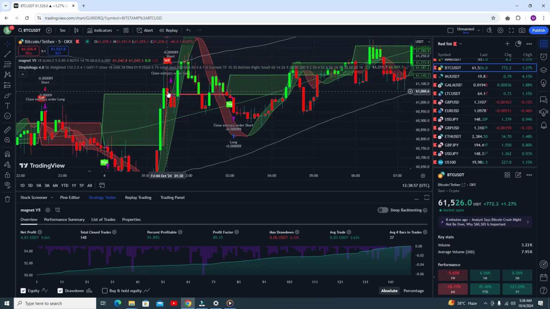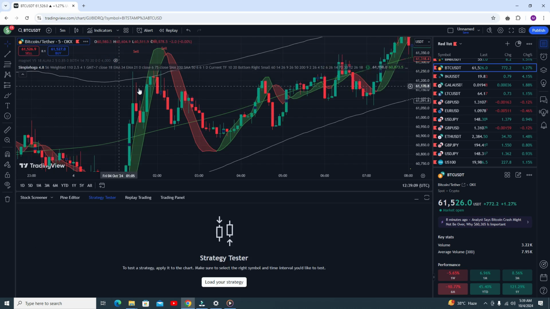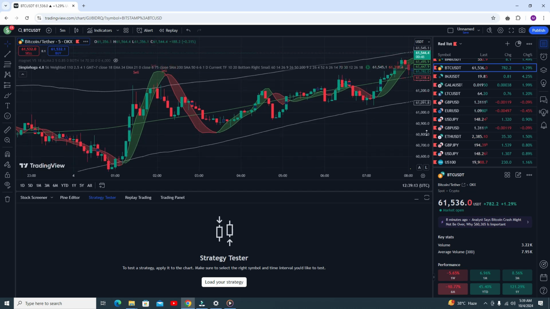Okay, here you can see that was a sell trade. Okay, and here you can see from this point you can go for the buy trade. So first we need to cover the details of Simple Hoga 4, then we will discuss Magnet in detail. We will discuss the whole details.